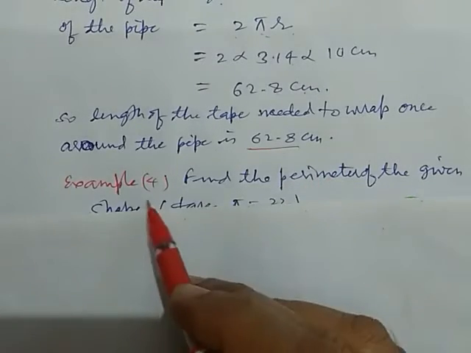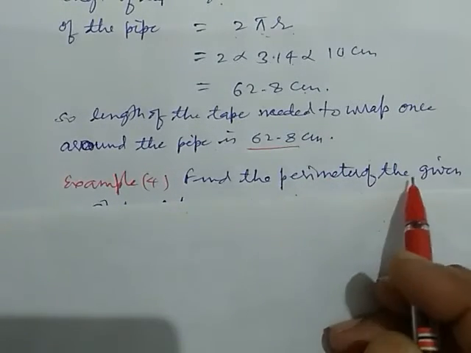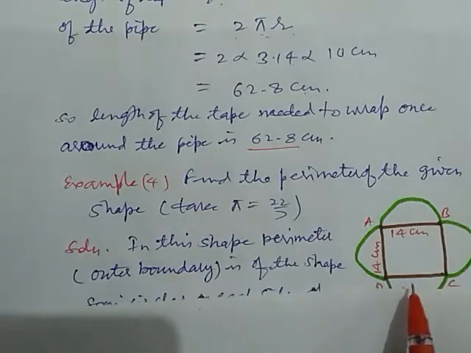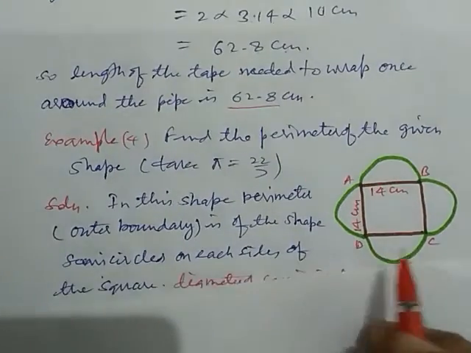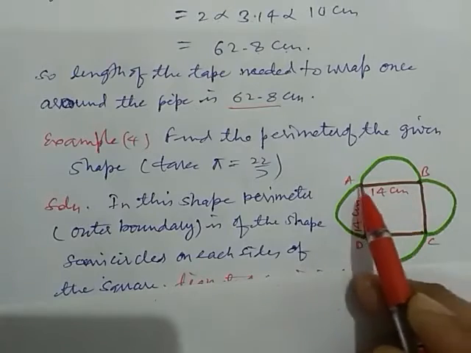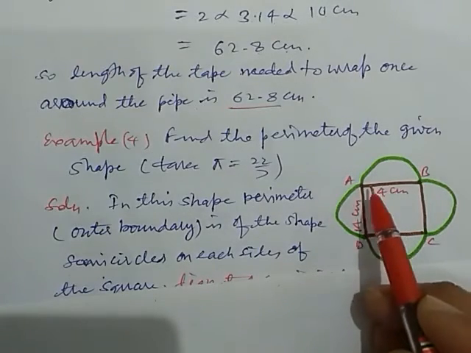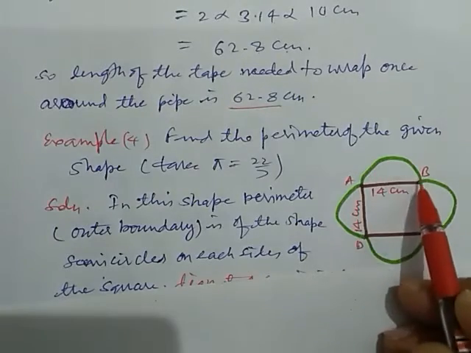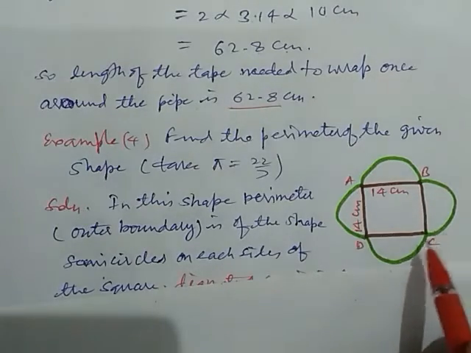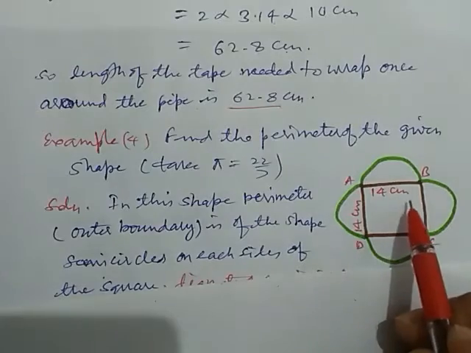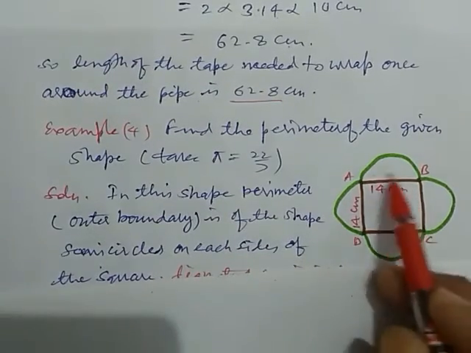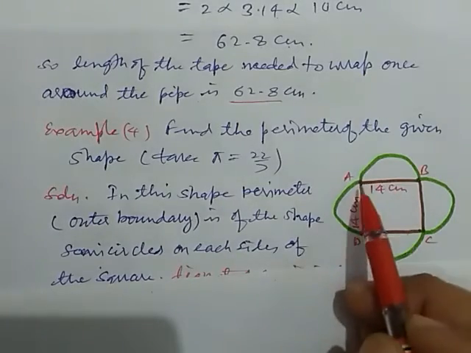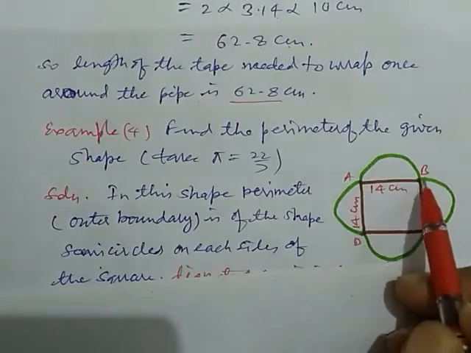Now the fourth example: find the perimeter of the given shape. This is our given shape. There is a square, and on all the sides of the square there is a semicircle. This is a semicircle, this is a semicircle, this is a semicircle and this is a semicircle. So on all four sides of the square there is a semicircle. So here the boundaries are semicircular.